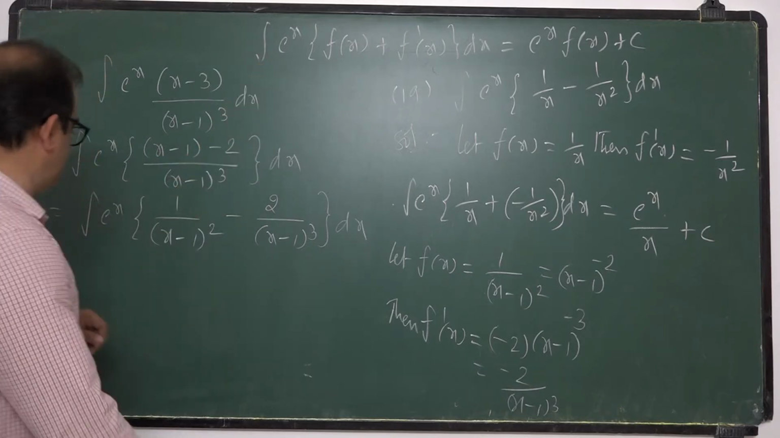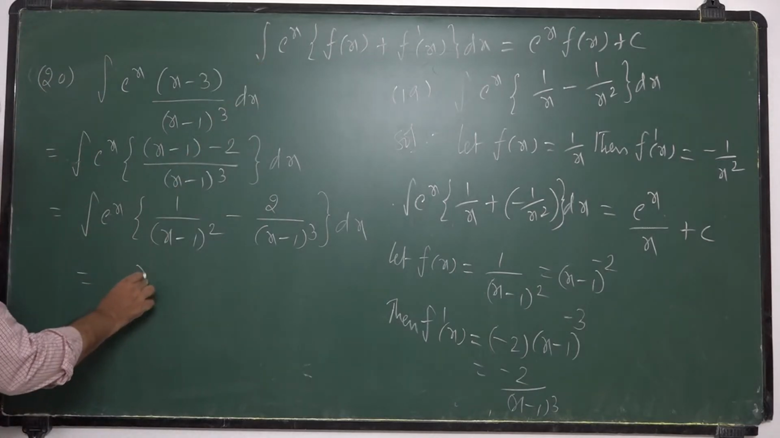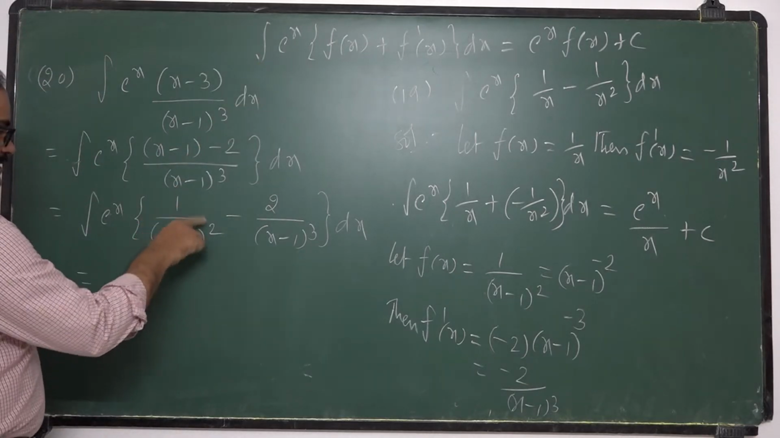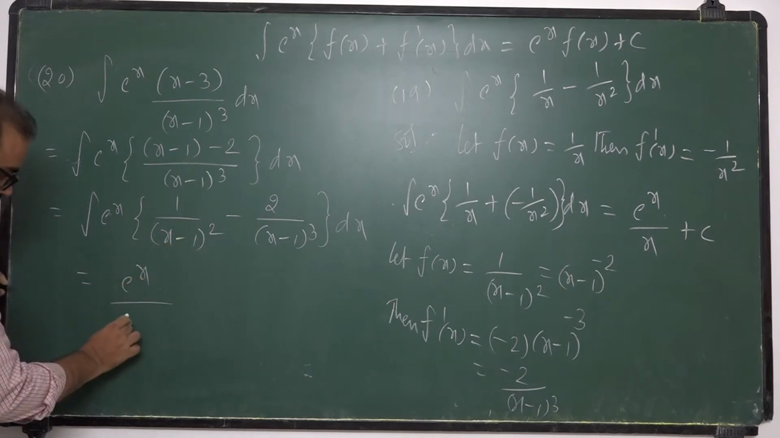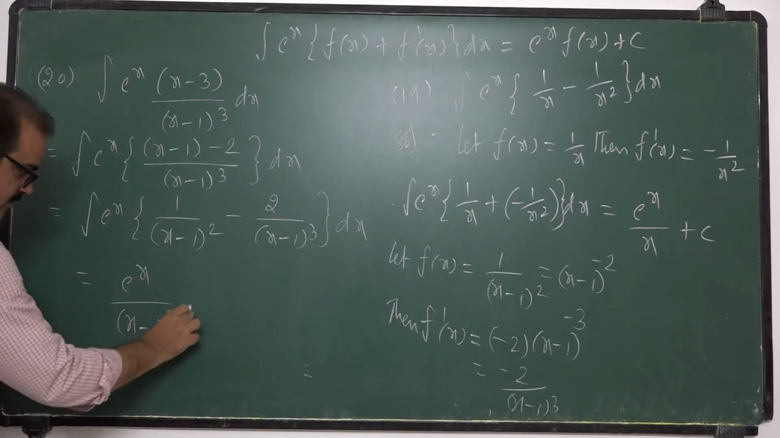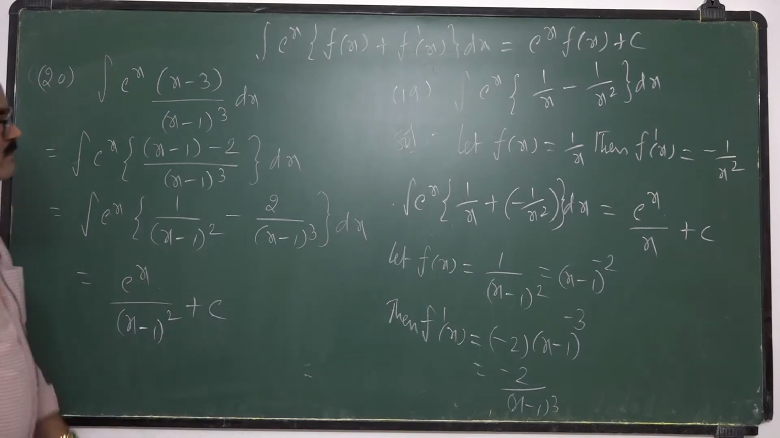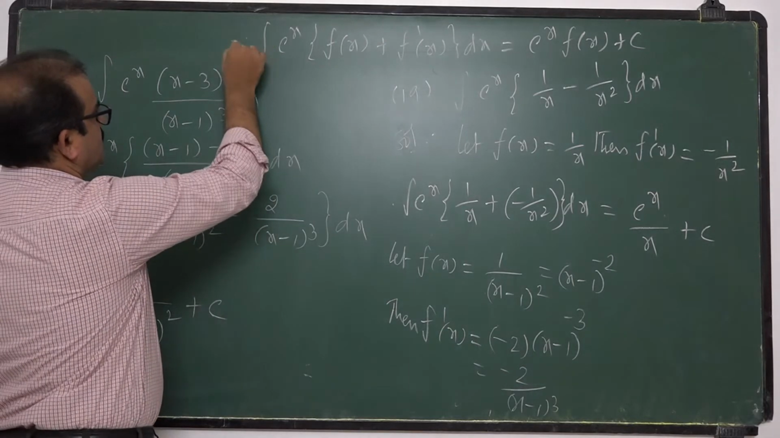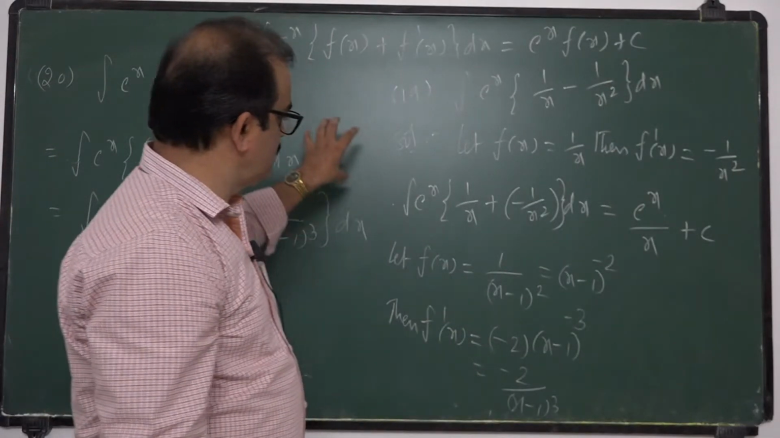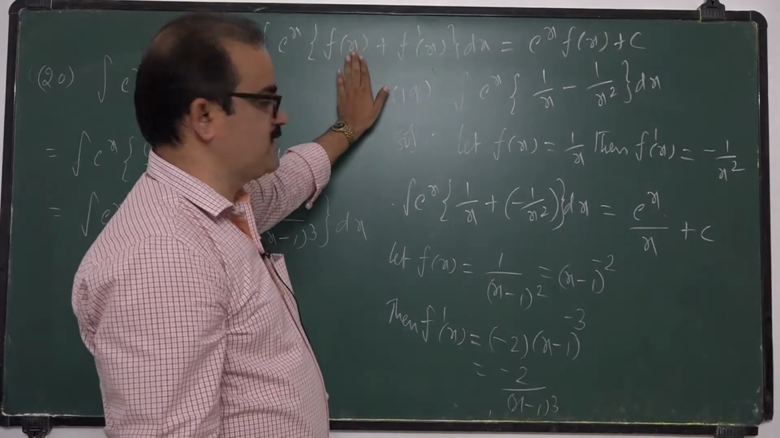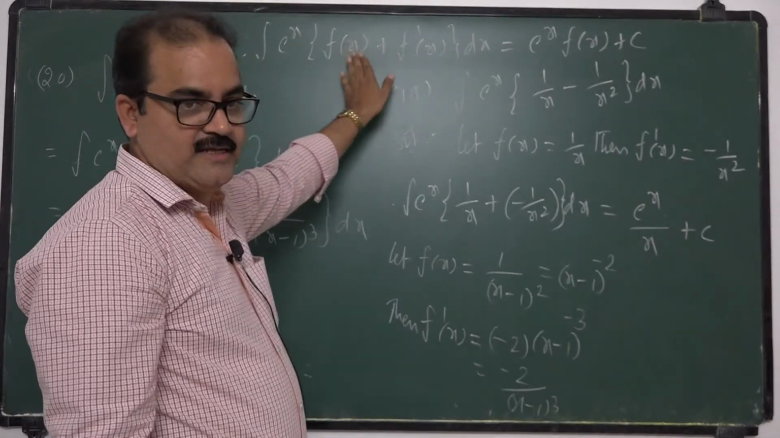From this formula, its integration is e power x into f of x. What is f of x? 1 by (x minus 1) whole square, plus c. You write that formula. To each problem you write this formula clearly if this formula is applied.